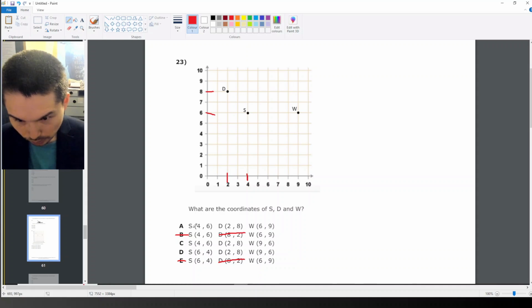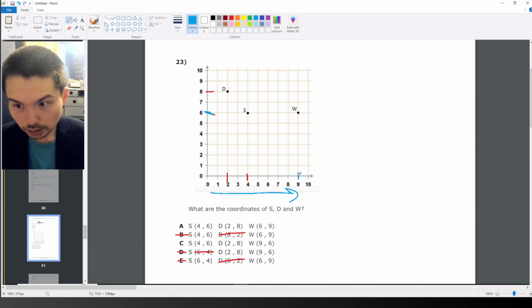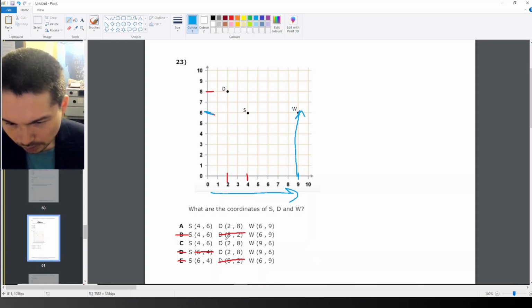S is 4, 6. Come on. That one, that one. That's out. And now W is 9, 6, because we go along first and then we go up: 9, 6. So it's either A or C. 9, 6. There we go.